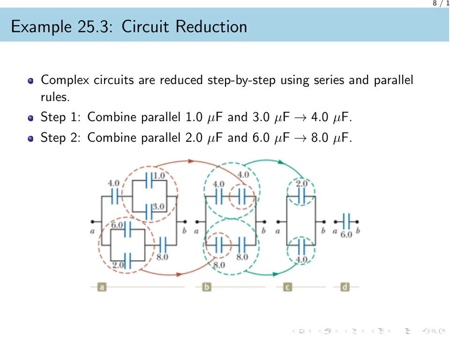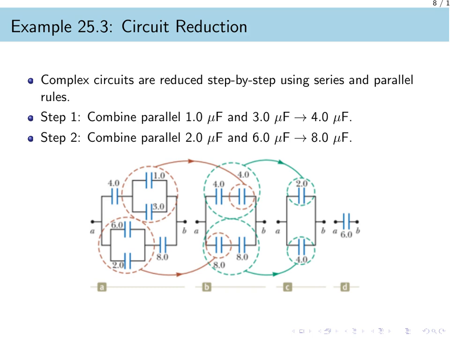We will now look at a practical example of circuit reduction. Complex circuits can be simplified step by step by identifying local parallel and series groupings. Looking at the diagram, our first step is to combine the top parallel cluster consisting of the 1.0 microfarad and 3.0 microfarad capacitors. Adding these together gives an equivalent capacitance of 4.0 microfarads.